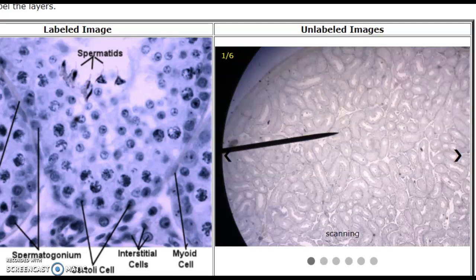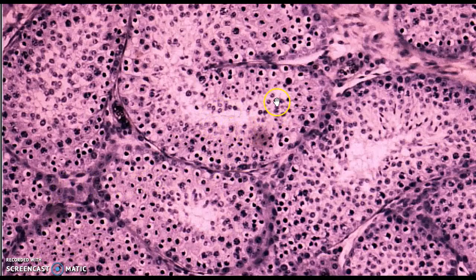Our next slide is the seminiferous tubules. And like the epididymis, they are tightly coiled. And this is where the sperm is going to be made. So I've zoomed in here, and we can see here's one of those tubules right here. Here's another one of those tubules, and it has a boundary made by these supporting cells.